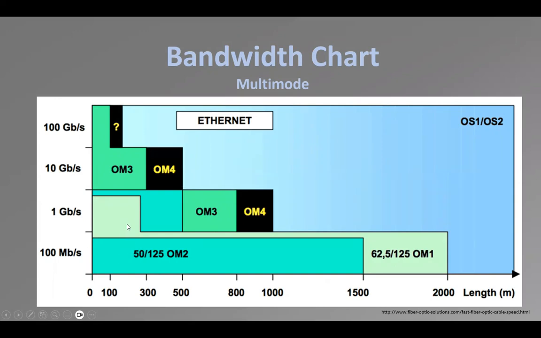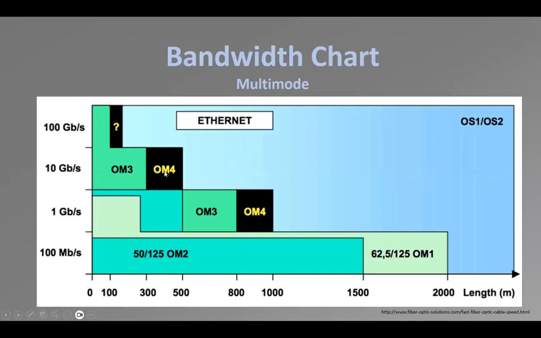Let's see here. OM1, right there, 62.5. It can transfer 100 megabits per second up to 2,000 meters, 2 kilometers. Now, OM2 can transfer up to 100 megabits per second, about 1,500 meters. And then here's 1 gigabit, where OM1 can only go 300 meters. See that here? At 1 gigabit per second, OM2 can go 500 meters. So here are some differences, right?